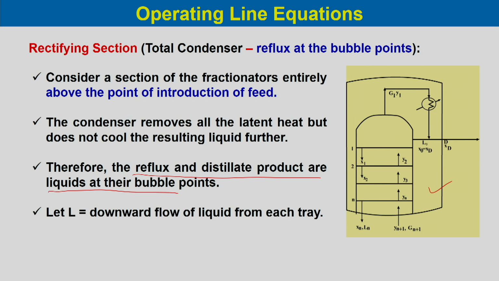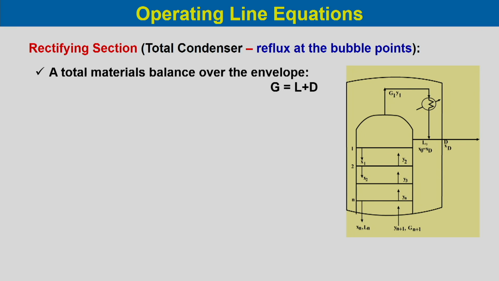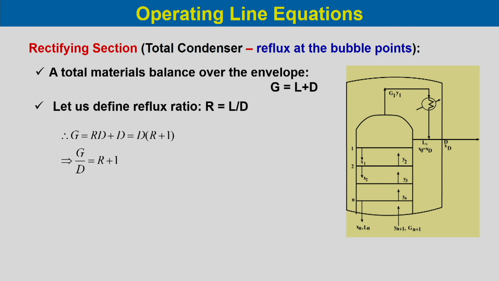Let L be the downward flow of liquid from each tray and G the rising vapor from each tray, in moles per hour. Now, a total material balance over the envelope we can write is G equal to L plus D, and let us define the reflux ratio R as equal to L by D.